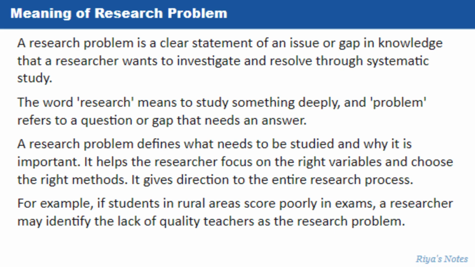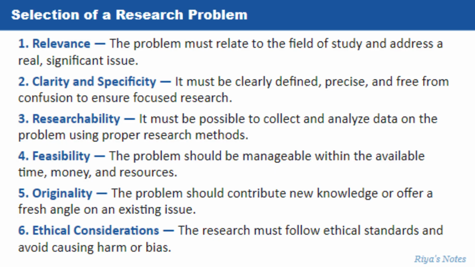The word research means to study something deeply, and problem refers to a question or gap that needs an answer. A research problem defines what needs to be studied and why it is important. It helps the researcher focus on the right variables and choose the right methods. It gives direction to the entire research process. For example, if students in rural areas score poorly in exams, a researcher may identify the lack of quality teachers as the research problem.